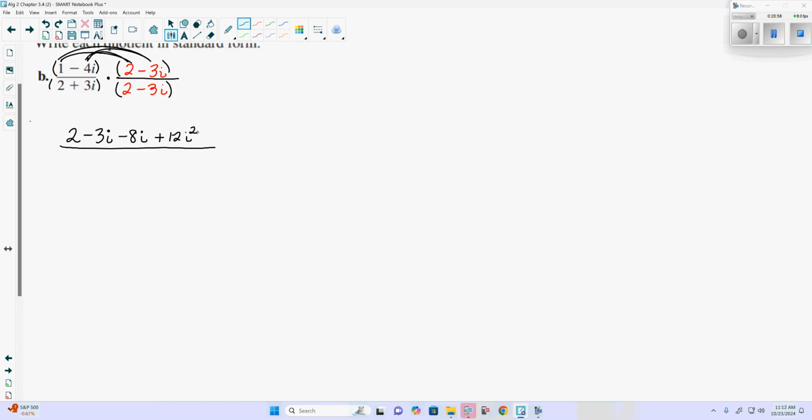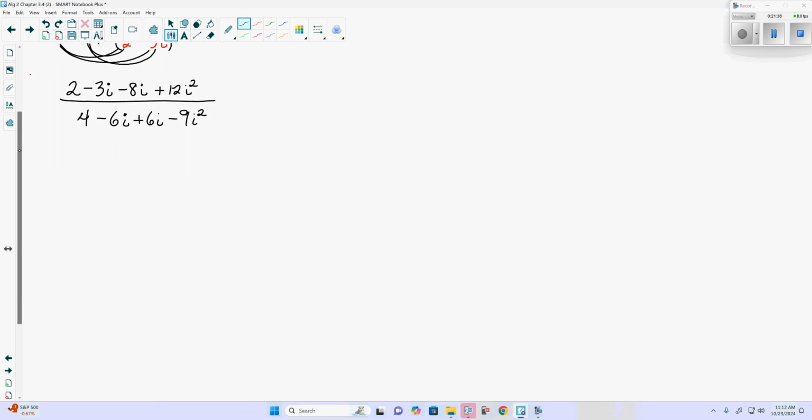The denominator, 2 times 2 is 4. 2 times negative 3i would be negative 6i. 3i times 2 is going to be plus 6i. And lastly, 3i times negative 3i would be negative 9i squared. You kind of get how we got to this point here. And really, the way we determine what we're going to multiply it by is just switch the sign in front of i on the bottom of the fraction, and we multiply it by that expression on top and bottom.